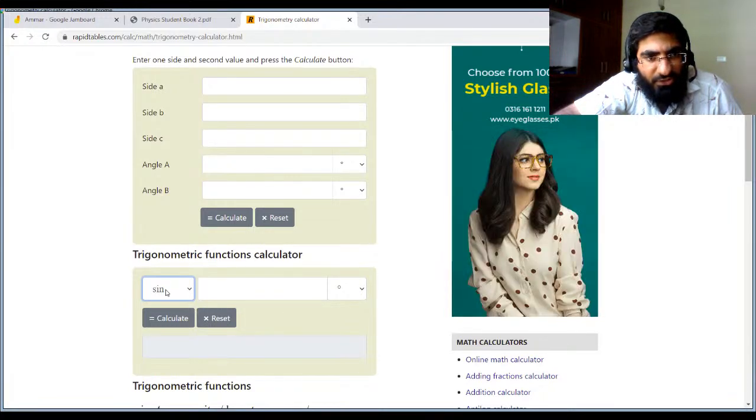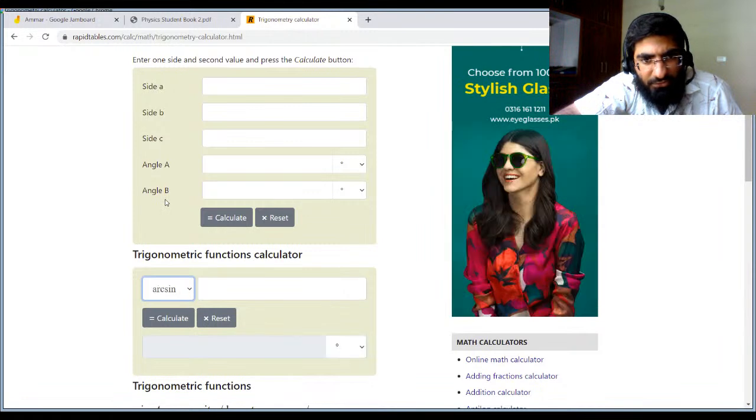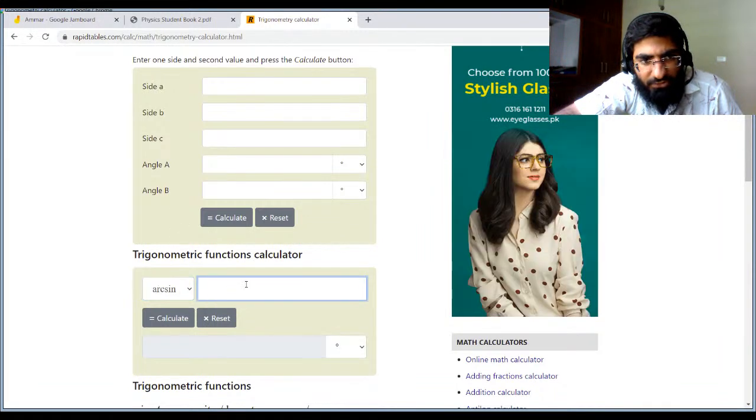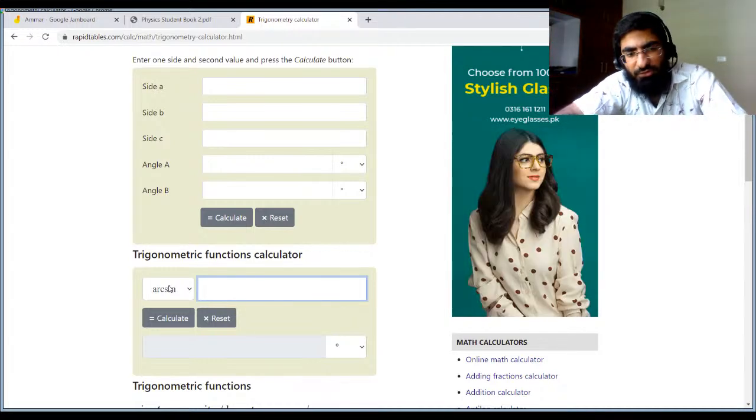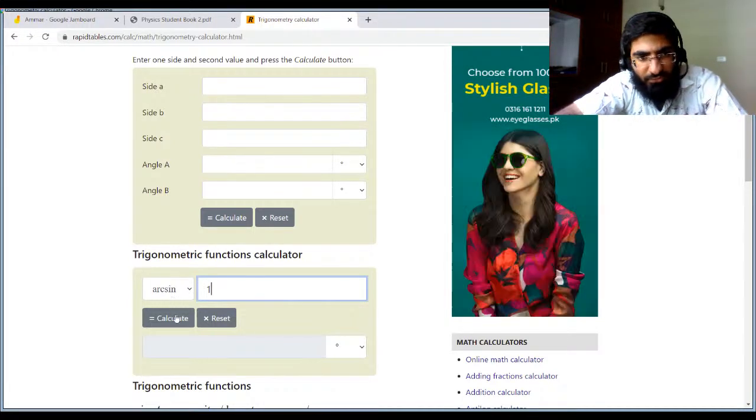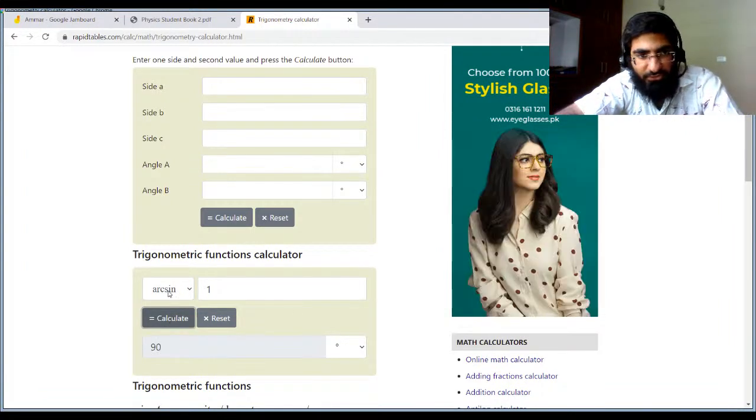What's arc sine? Arc sine is sine inverse? Yes, arc sine is sine inverse. Let me try arc sine 1. It just calculates 90 degrees. Yes, arc sine, or arc tan you'll have to do.